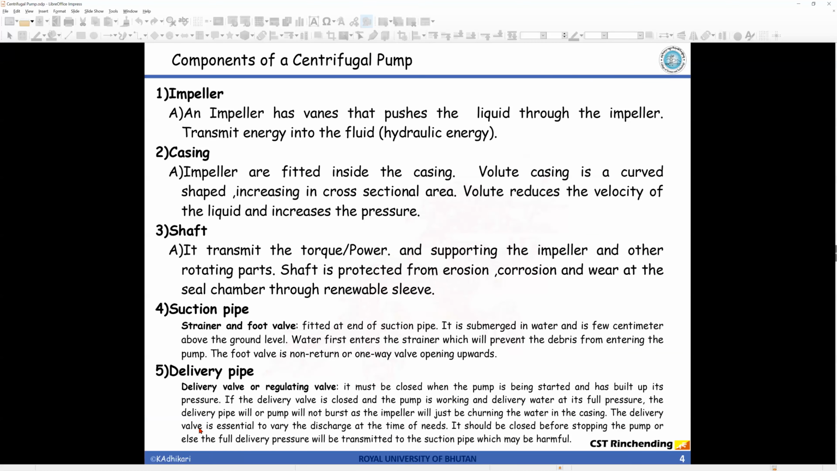Here are the components of a centrifugal pump. As I explained, the impeller is the main part that rotates. The casing, or volute casing, collects the water and then lets it go to the discharge. The shaft is the main rotating element that makes the impeller rotate, and it is connected to the electric motor. There are two pipes: the suction pipe brings the liquid to the pump, and the delivery pipe takes the liquid away from the pump. That's the difference between the suction pipe and the delivery pipe.